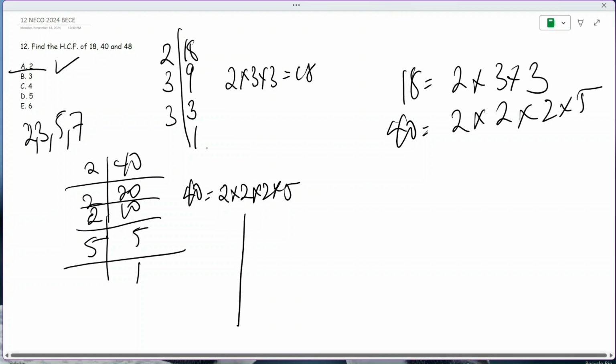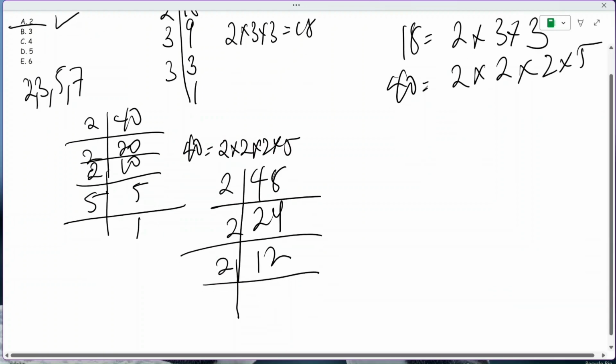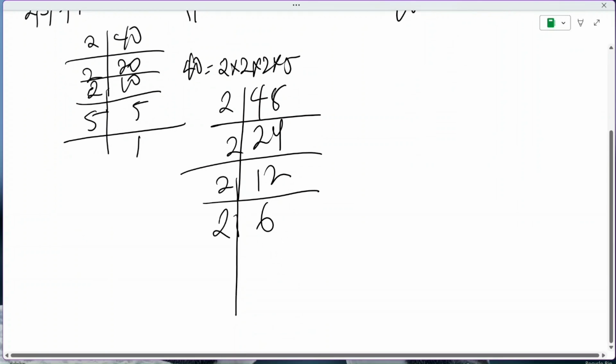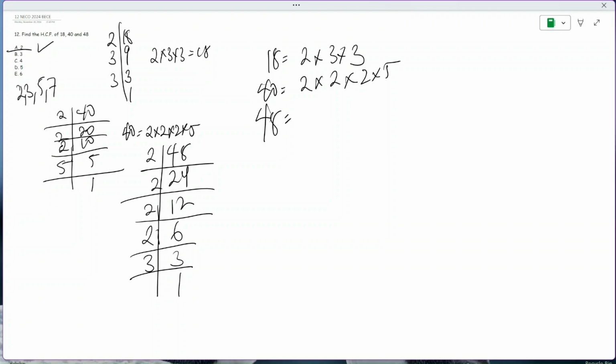And the last number, which is 48, we go 2 in 48 is 24. 2 in 24 is 12. 2 in 12 is 6. 2 in 6 is 3. 3 in 3, because 2 can't go, 3 in 3, 1. And we know 48 is 4 2s and 1 3. So we have 48 as 2 times 2 times 2 times 2 times 3.